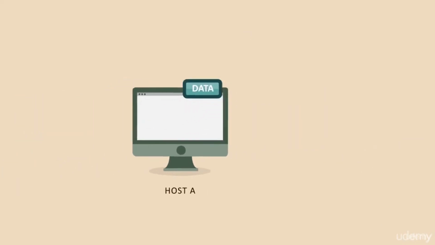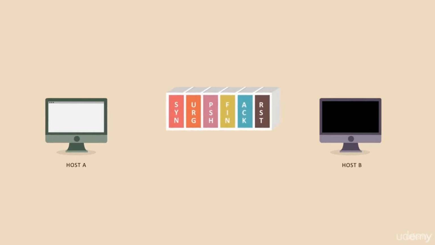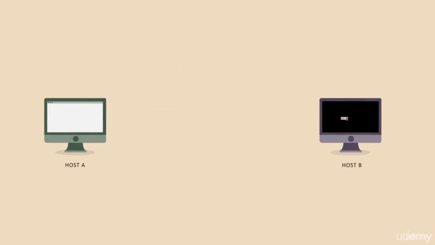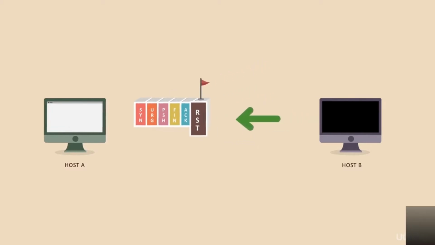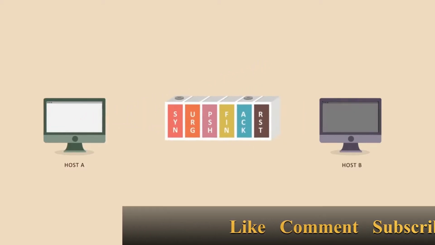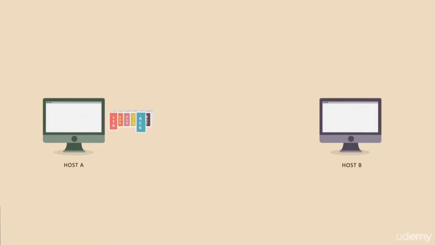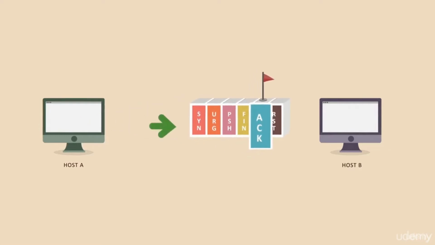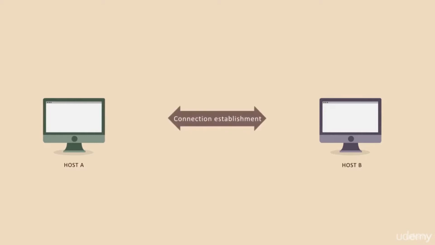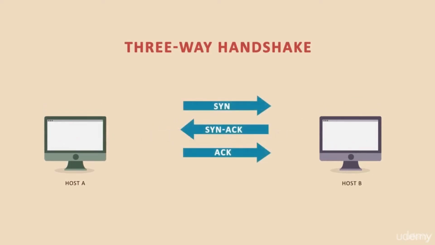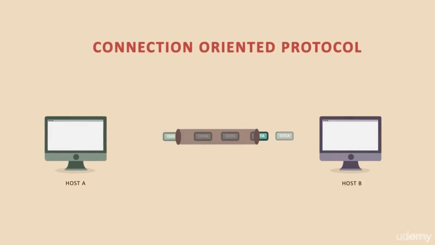When host A needs to send data to host B, connection initiation is done by setting up the synchronization, shortly SYN, flag in the probe. When host B receives this probe, it sends a reply probe with reset flag when it is not available for communication. Otherwise, it sends a reply probe with synchronization acknowledgement, shortly SYNACK. On receiving this, host A sends a probe with acknowledgement, shortly ACK, to impart that the connection is established, and then it starts sending the data. This is called a three-way handshake, and this process of connection establishment makes TCP a connection-oriented protocol.